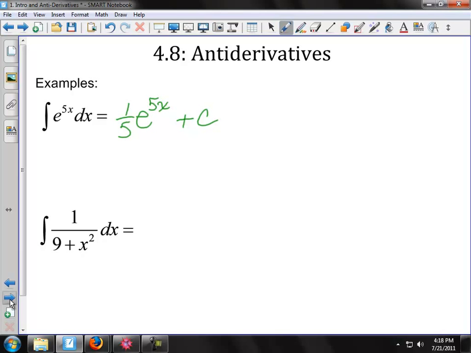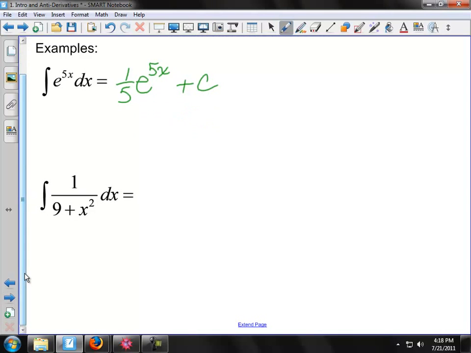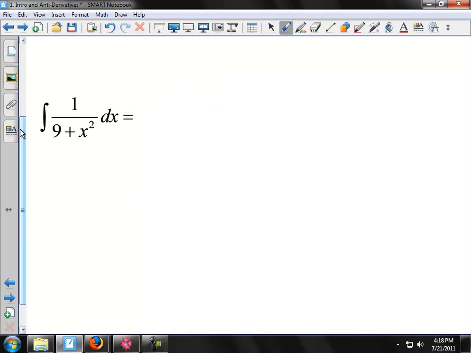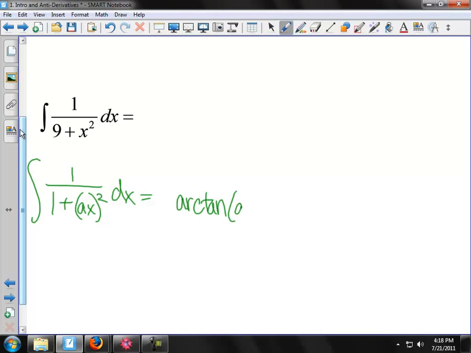Now we also have problems like 1 over 9 plus x squared that don't exactly look like they're in that format, but they will be with a little bit of manipulation. So we could rewrite 1 over 9 plus x squared. We're trying to make it look like 1 over 1 plus something squared, because we know how to take the antiderivative of 1 over 1 plus, I guess if we want, ax squared. The antiderivative of that is supposed to be arctan, or tangent inverse, of ax. And then we have to put a 1 over a out front to compensate for the a inside.